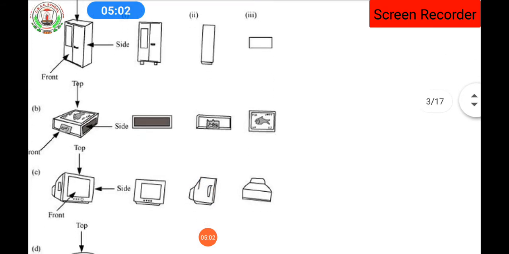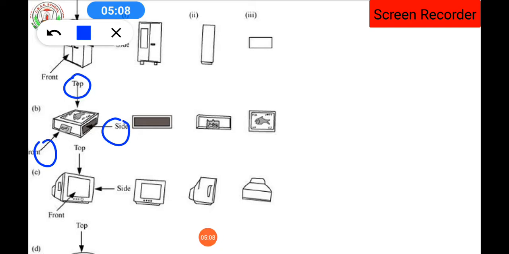Okay, similarly in the B part you can look over here. The top view is given, marked over here, side view is marked and front view is marked over here. So this one is a side, this one is a front. Okay, and here the top view, like this it is marked.